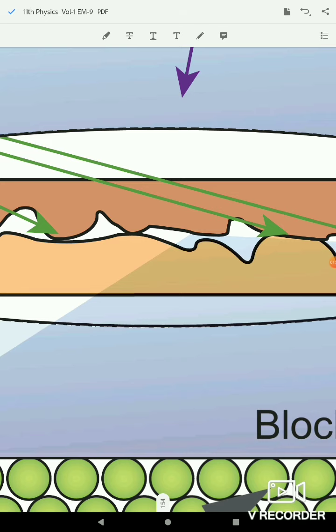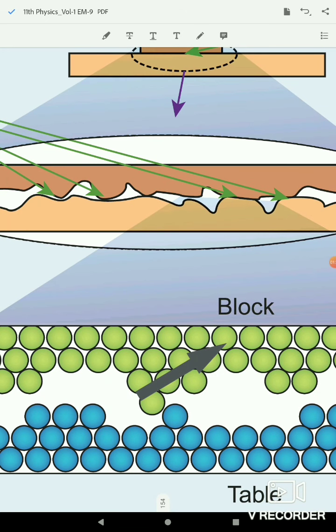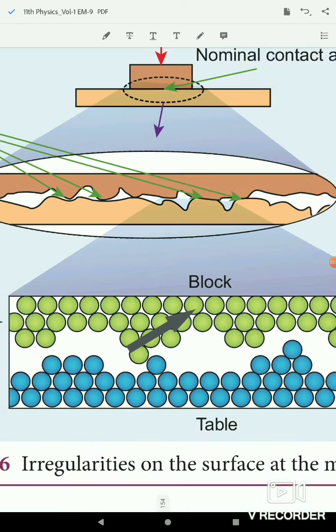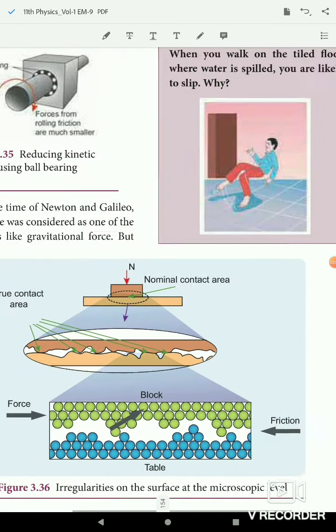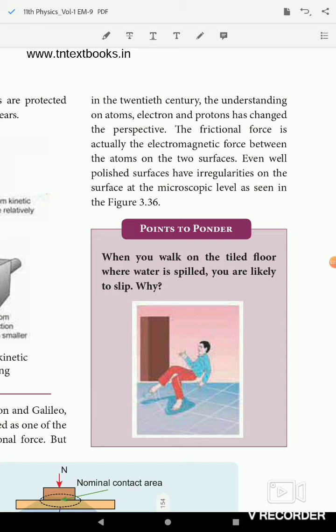The first green is the first object's atoms and blue is the second object's atoms. So even well polished surfaces have irregularities on the surface at the microscopic level.